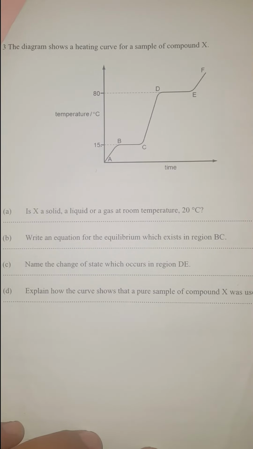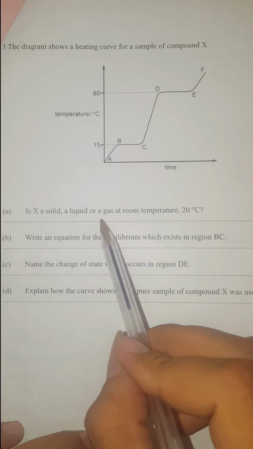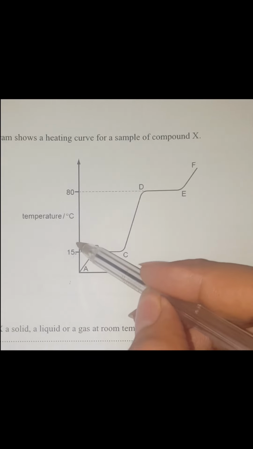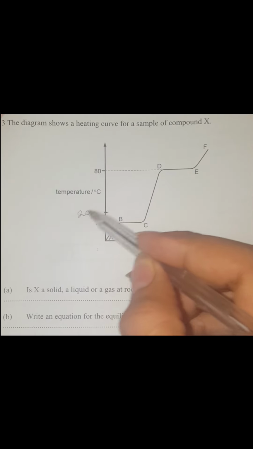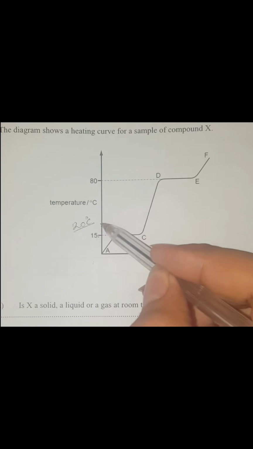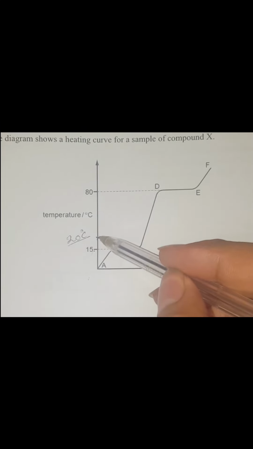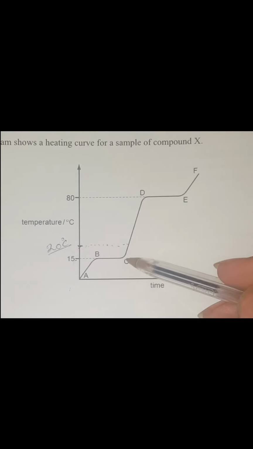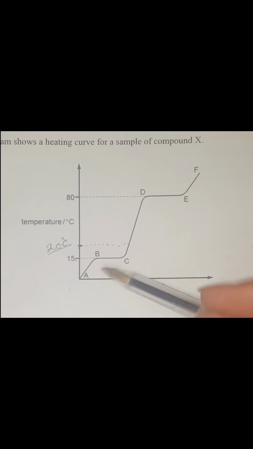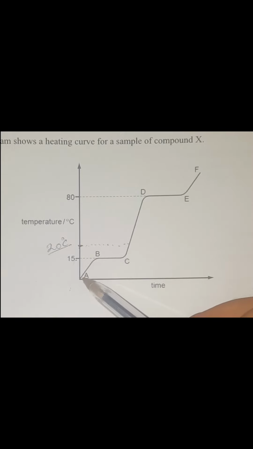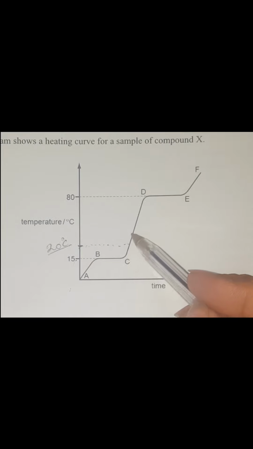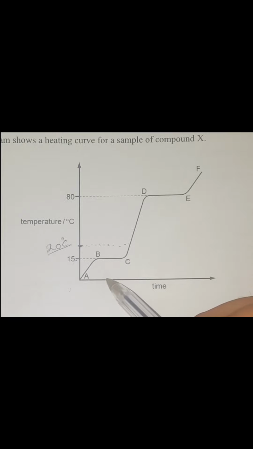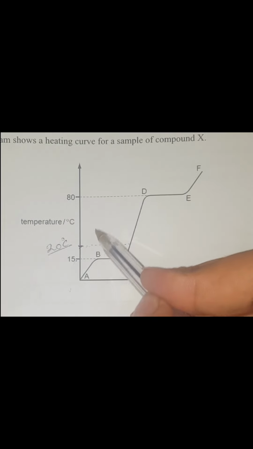So let's see the questions. Is X a solid, a liquid, or a gas at room temperature? As you can see here, 20 degrees Celsius is somewhere in here. Let's say that here is 20 degrees Celsius. So this means that we need to find out the physical state of our material in this region, which means between C and D. While heating our material, it will be changing state from solid into liquid, and this plateau here is referring to the melting.